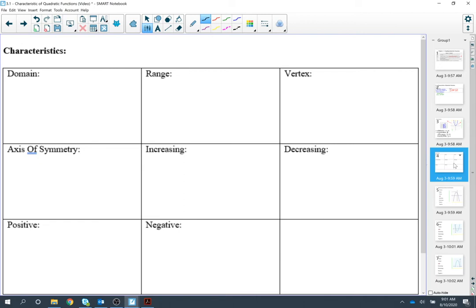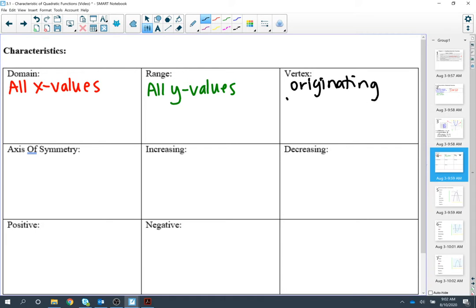Moving on to more key features of our quadratic function. Just to recap, we went over the domain, that's all x values. We went over the range, all y values. The vertex is kind of the originating point. And then in parentheses, I'm going to write it's either going to be a maximum or a minimum.